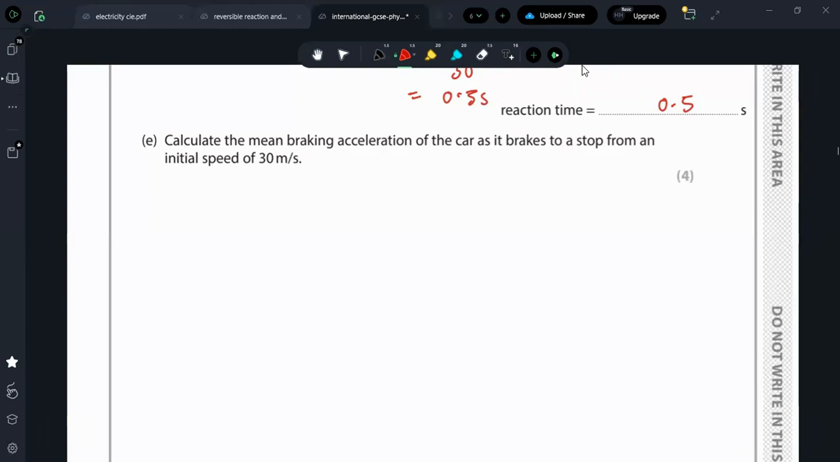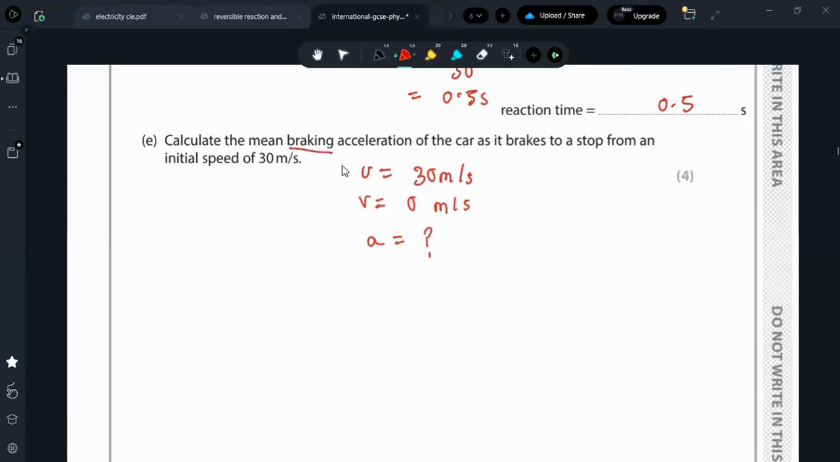For next question, it says, calculate the mean braking acceleration of the car as it brakes to a stop from an initial speed of 30 meters per second. Initial speed, which is u equals to 30 meters per second. And it says that the car brakes to a stop. এর মানে যেহেতু stop হচ্ছে তাহলে finally it is at rest. So v is equal to 0 meters per second, right? And I need to find acceleration.